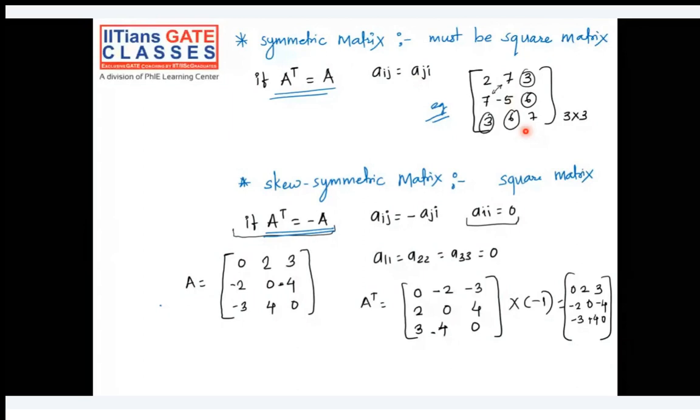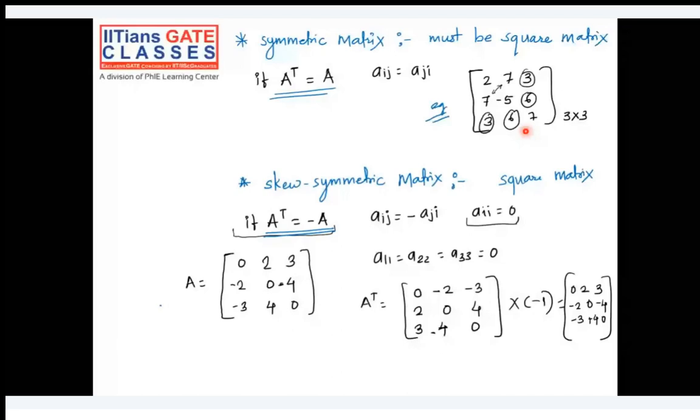No, right? There is no restriction. But if I talk about the skew symmetric matrix, what should be the value of principal diagonal elements? Yeah, it should be 0. Why? Because we are multiplying that matrix with a negative sign.